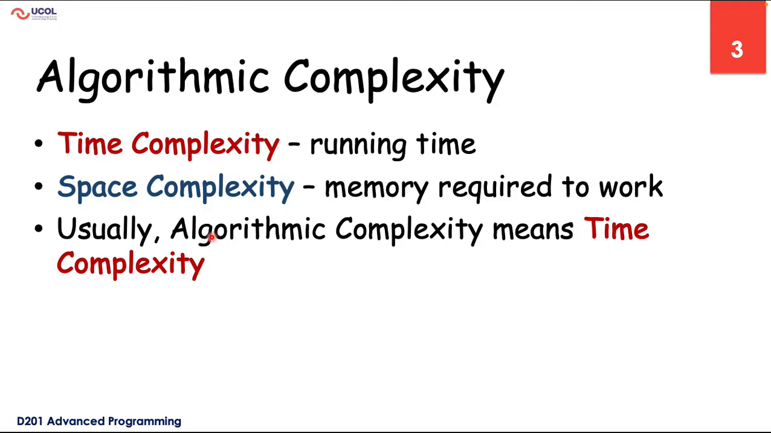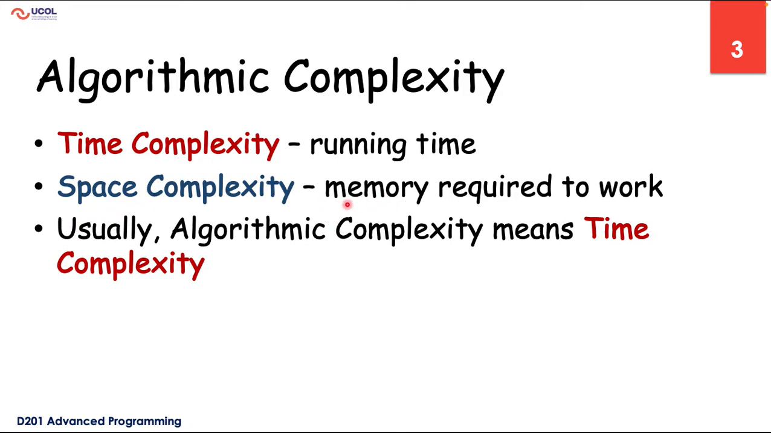Algorithmic complexity is actually of two types. One is the time complexity, which is how much time it takes to run the algorithm or to perform these functions. And then we have the space complexity, which is based on how much memory space is being used when we are running that particular algorithm.